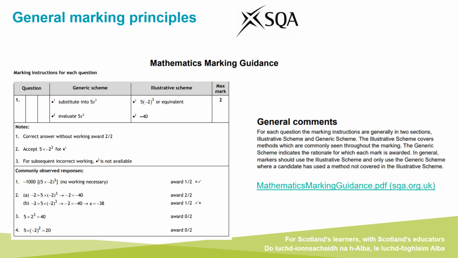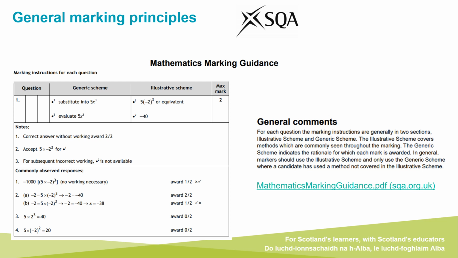So first thing is just to point out about the marking instructions structure. You'll see from the example on the slide that there are two sections, the illustrative scheme and the generic scheme. The illustrative scheme shows the methods that we're most likely to see from candidates, and sometimes there will be more than one method illustrated in this section.